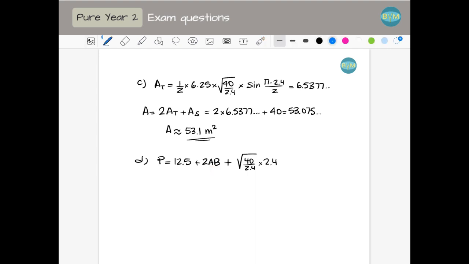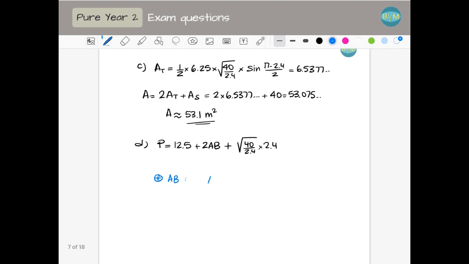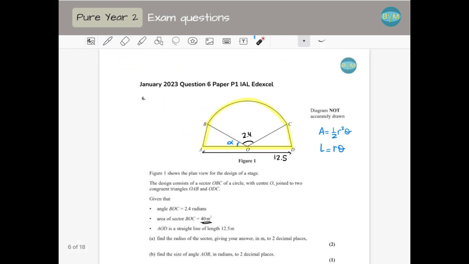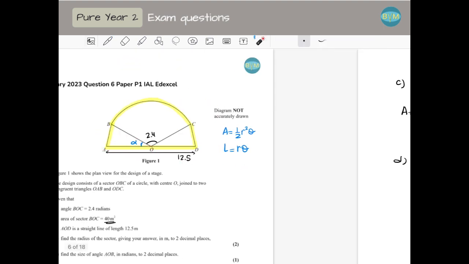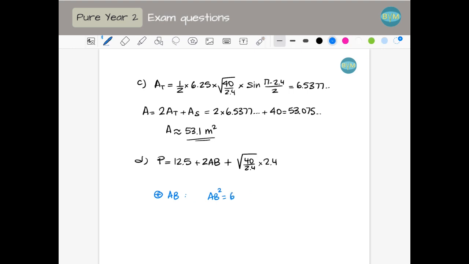So I'm going to find AB using the cosine rule. AB squared is going to be the other 2 sides that I know. So this one is 6.25 squared plus the other one, which is 4.77 squared, so this value squared, 40 divided by 2.4. You don't have to write this every time. Maybe you can put the value in the calculator memory and use it.